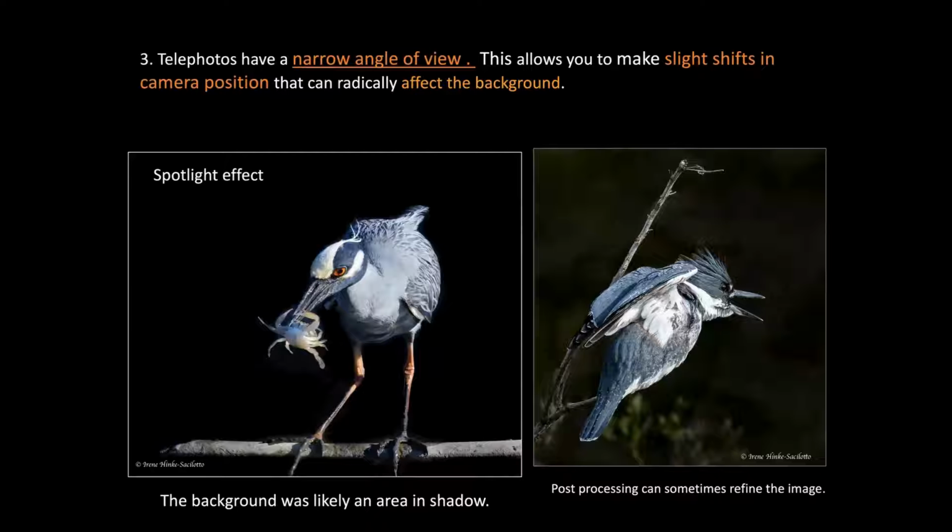Telephotos have a narrow angle of view. This allows you to make slight shifts in camera position and radically change the background. So if you have a background you don't like, move. See if you can get a shadowed background, for instance, behind the subject, as we've had in both of these pictures. If necessary, you may have to darken certain portions of the background in post if it's not perfect.